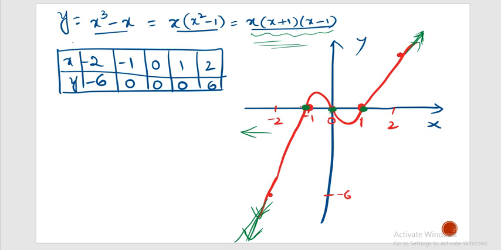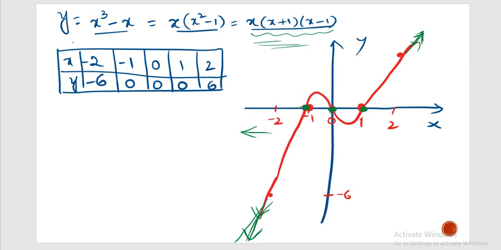You can clearly understand from this graph that my y is equal to x cube minus x graph gives me 3 distinct zeros because it is intersecting my x-axis at 3 distinct points. So it is intersecting at 3 distinct points on the x-axis, that is why it will have 3 zeros.